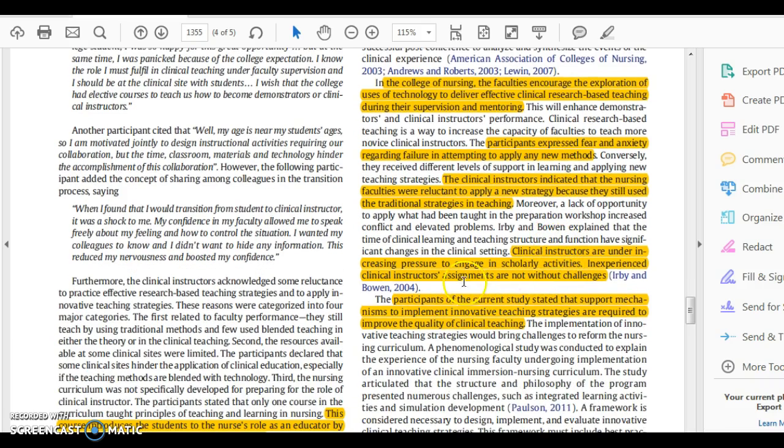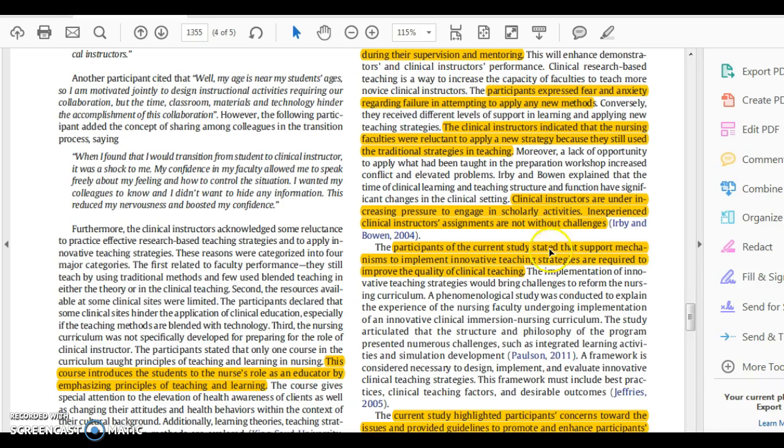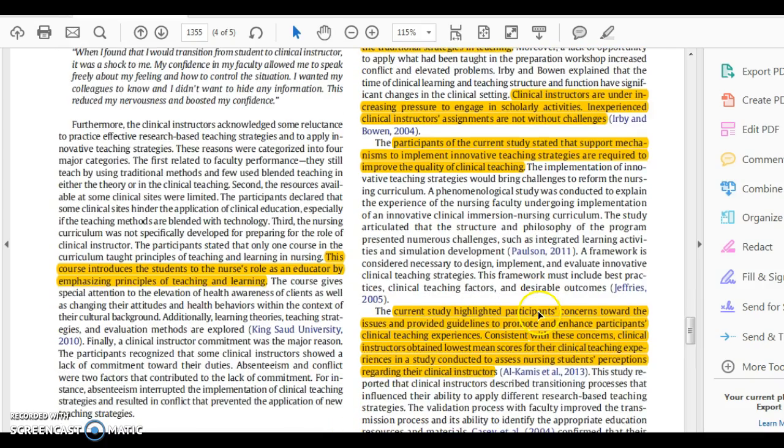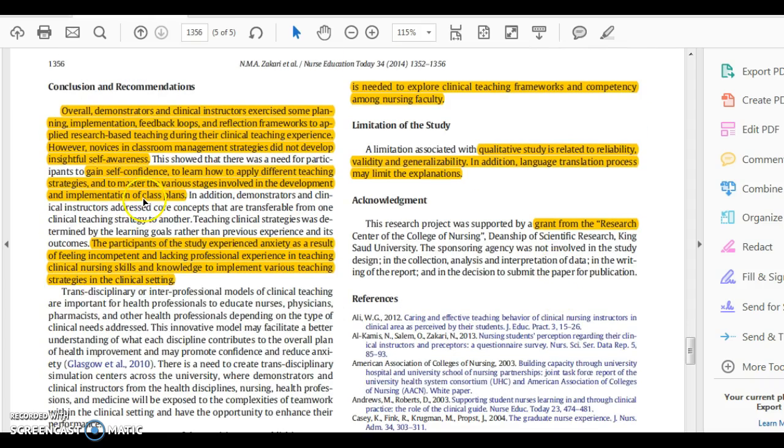They felt they were under pressure when they joined the school because not only did they have to teach, they had to engage in scholarly activities, and that's a hard thing, and we know that's a challenge. So they went through some of these. They expanded more on the discussions and the findings here as well. So they talked about conclusions.